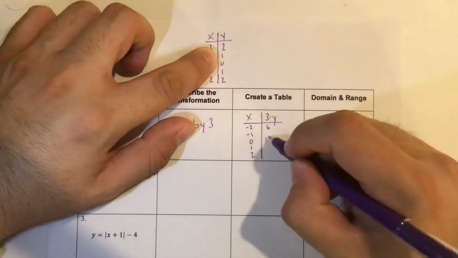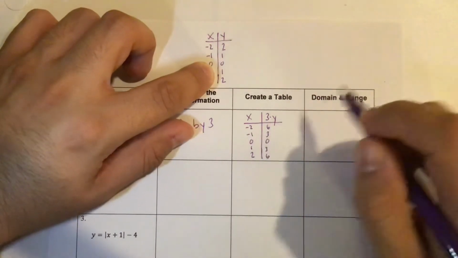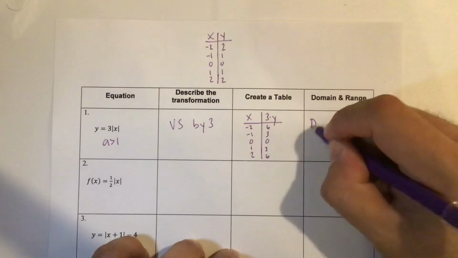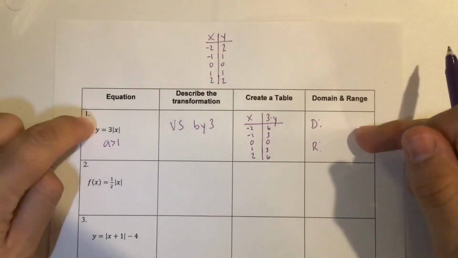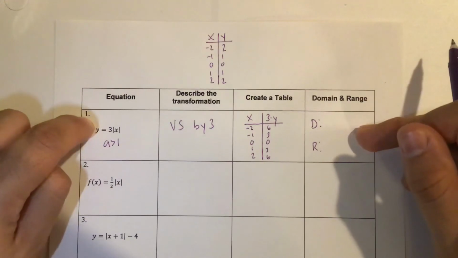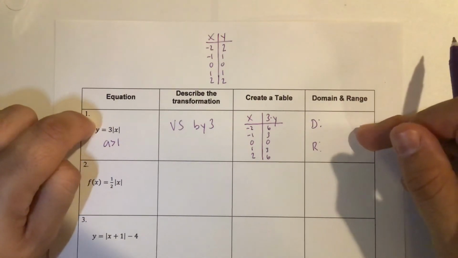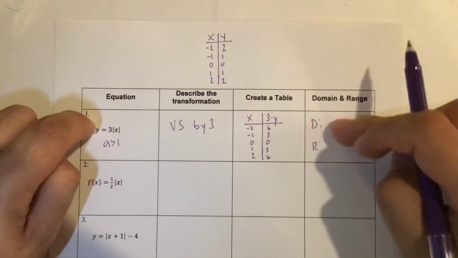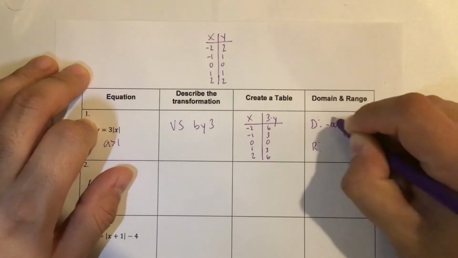3 times 1 is 3. 3 times 0 is 0. 3 and 6. Now I do have my domain and my range. Since there are no restrictions on the domain, regardless of how you move it, up, down, left, right, stretch it, compress it, reflect it across the x or y axis, the domain actually will not change. That will still be all real numbers, okay?